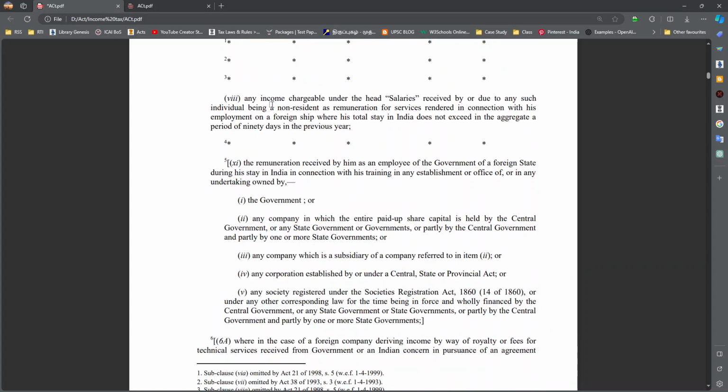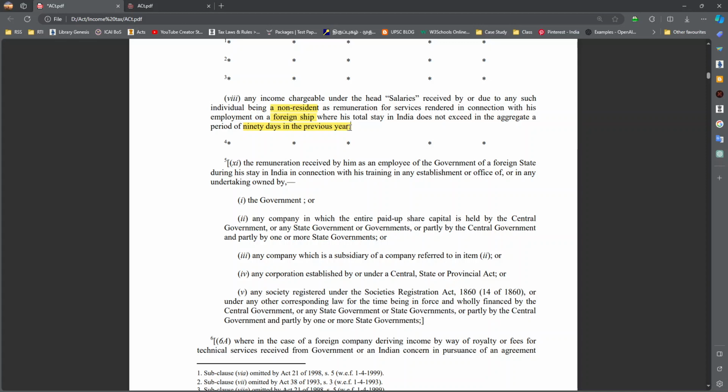Clause 8, any income chargeable under the head salary received by or due to any such individual, being a non-resident, as remuneration for service rendered in connection with the employment on a foreign ship, where his total stay in India does not exceed the aggregate period of 90 days. So all this comes with the residential status. A non-resident who comes to India and works on a foreign ship, and he stays in India not greater than 90 days, then his income is exempt, even though he gets his salary from India or in some connection with them. For example, we have a ship.